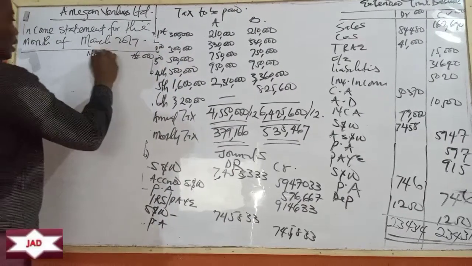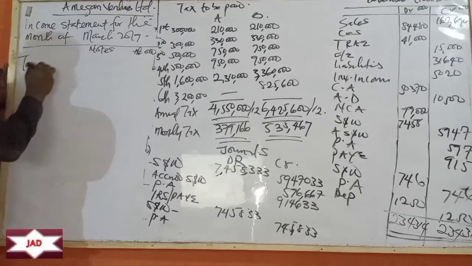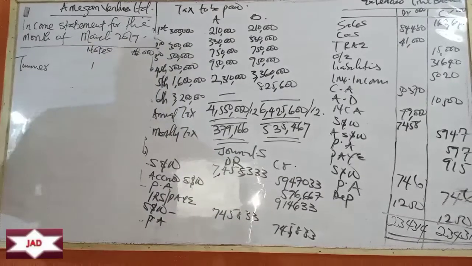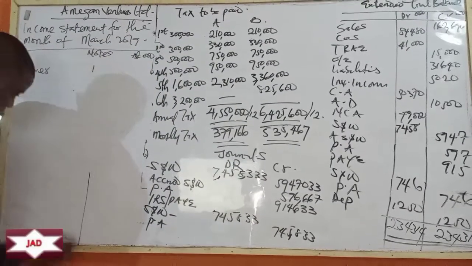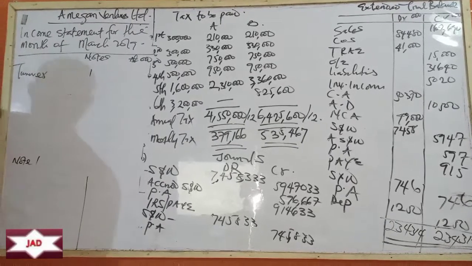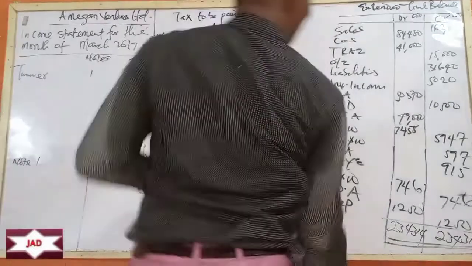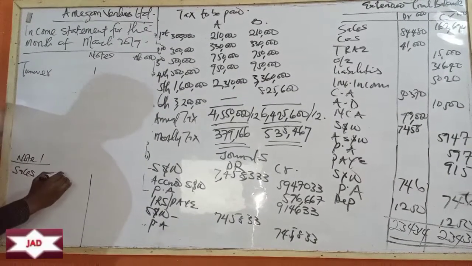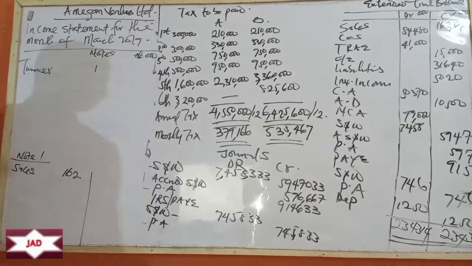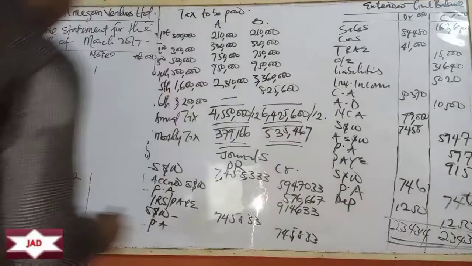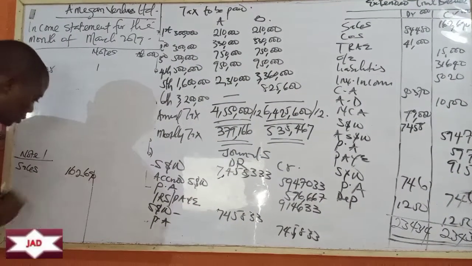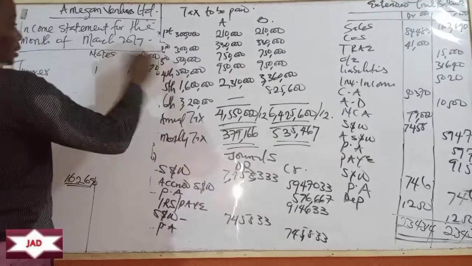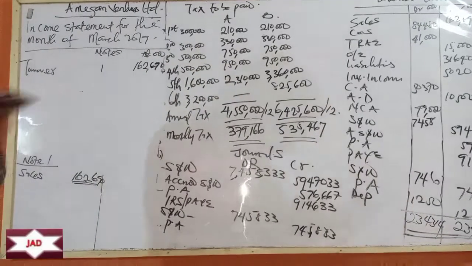So what do we have here? We have our notes, right? The first thing here is turnover. Note 1. What makes up our turnover is just sales. So note 1 here we have sales. Sales is at what? 162,690.